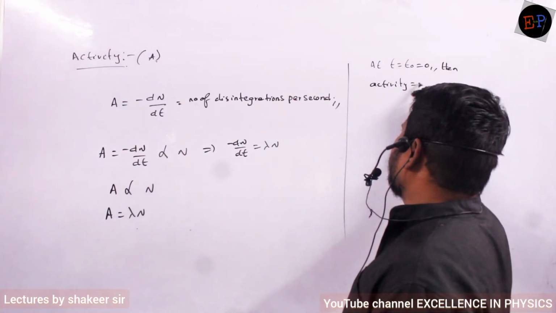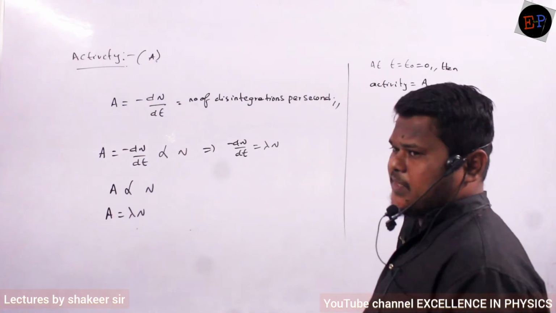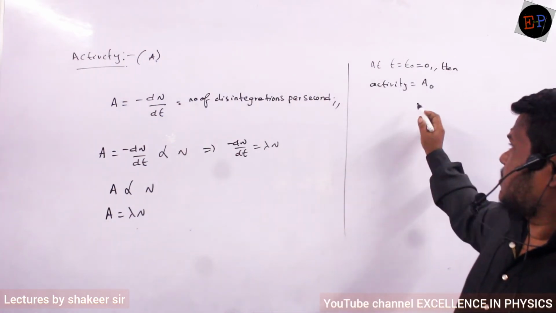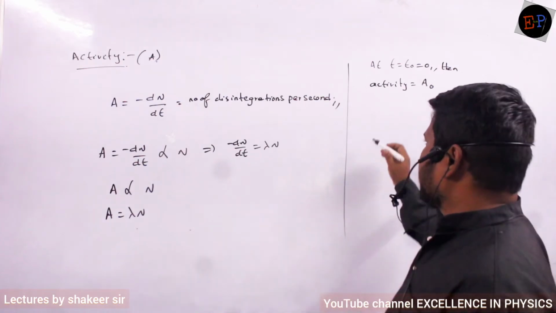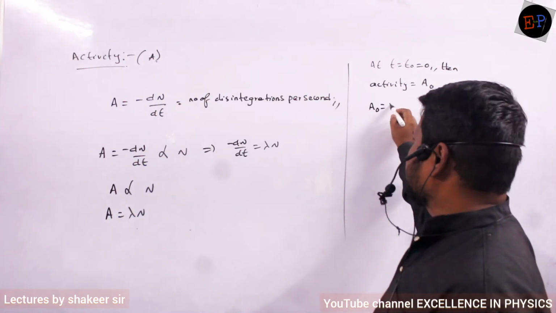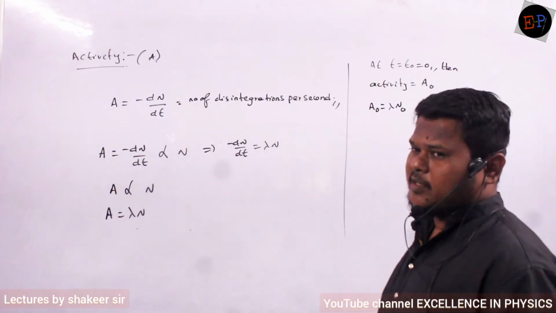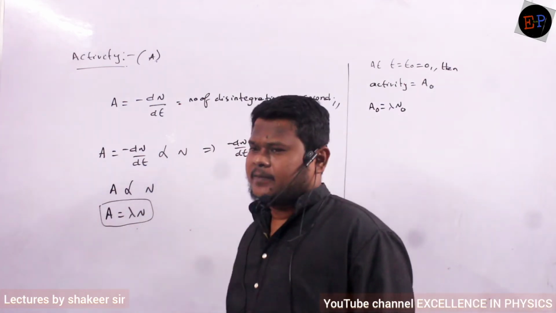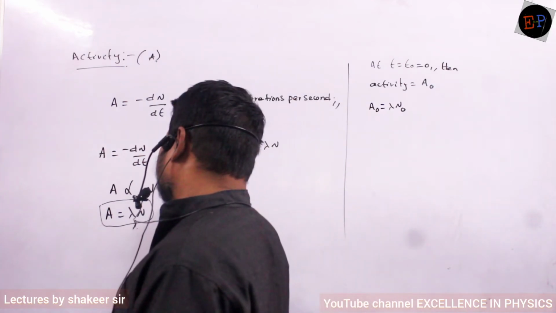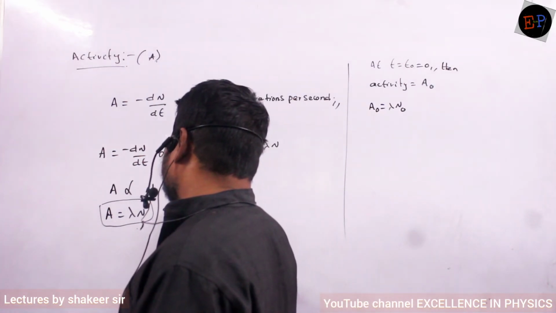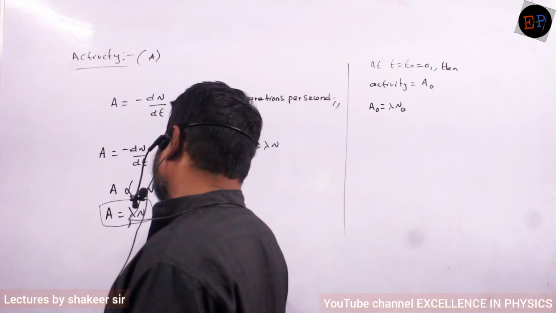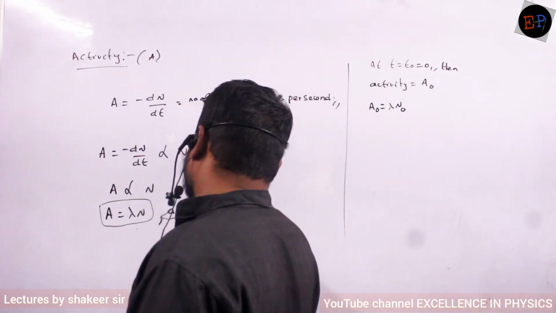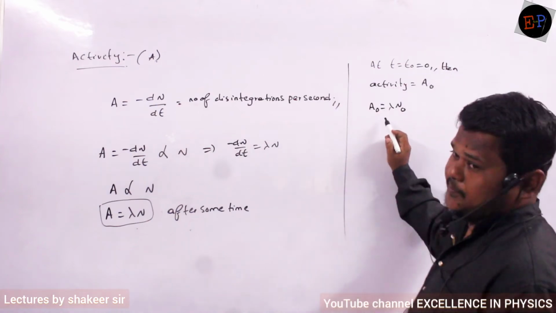then activity will be A naught. That's all. When you started observation, then at that time activity I can write as A naught. And in the same way, A naught is equal to lambda into n naught. I can write like this also. So this is the activity after some time now, and this is the activity initially.